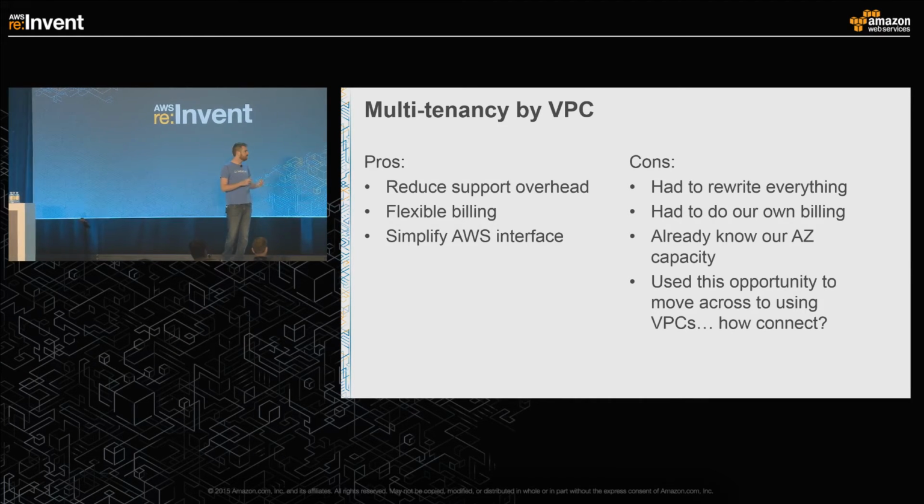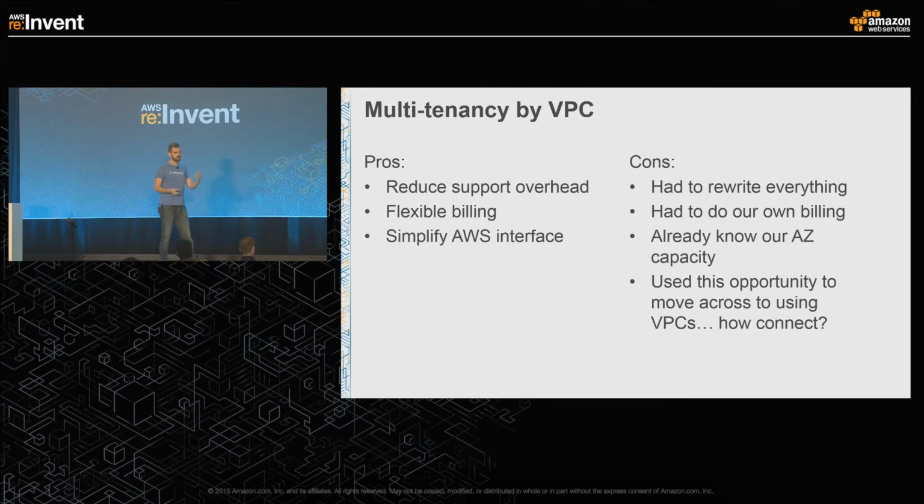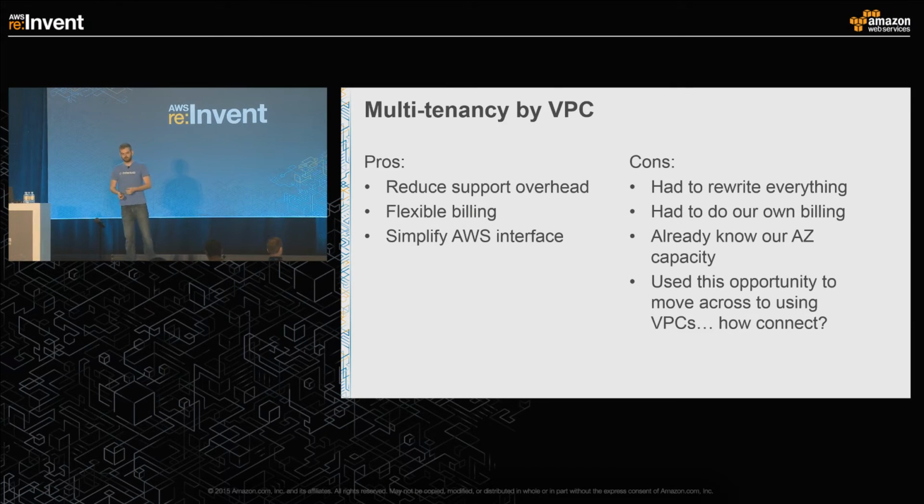And as we use this opportunity to move across to using VPCs, it then presented us with the challenge of how do we allow our customers to connect to the service we provide via a private interface and not having to go out over a public IP address. So how do we do this in a VPC? Because a VPC inherently stops you from doing that compared to EC2 Classic.